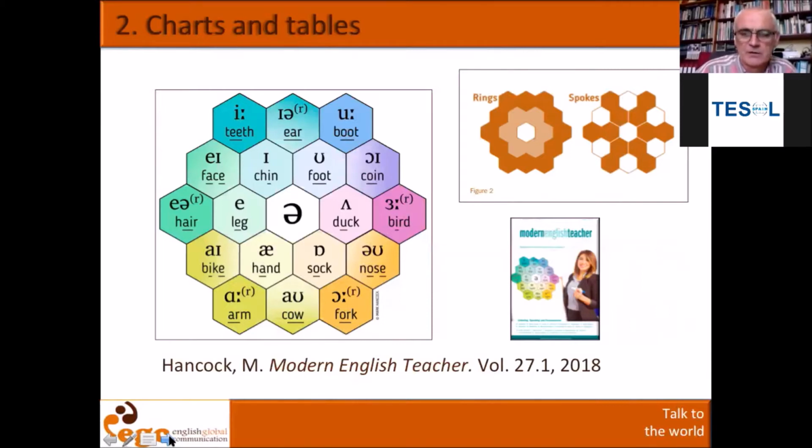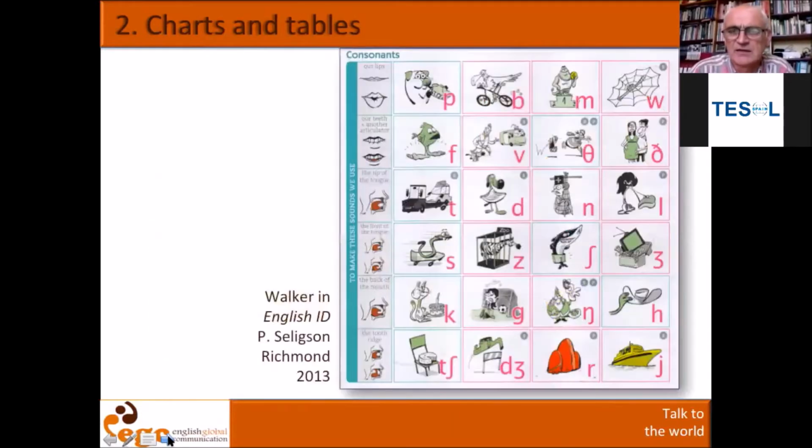And gives you, if you want, an alternative to Adrian's chart, which, as I said, is ubiquitous. It's absolutely everywhere. I did something similar at the request of Paul Seligson, and he asked me to organize the consonants in a different way. He wanted something new. And what I did was focus on what I felt learners could actually identify with easily.